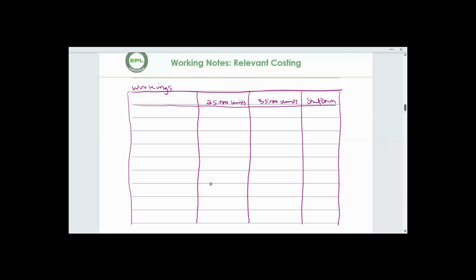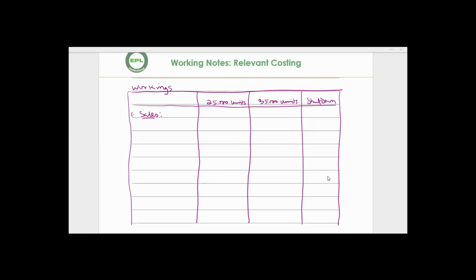So number one, sales value. How do I determine my sales? To get the sales, you are going to multiply units sold with the selling price per unit. Okay? You multiply units sold with the selling price per unit.